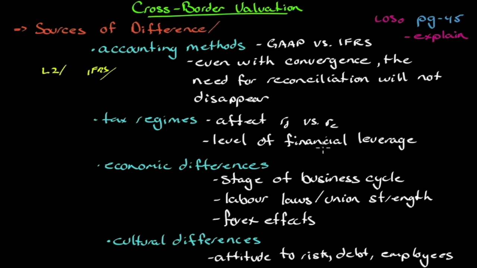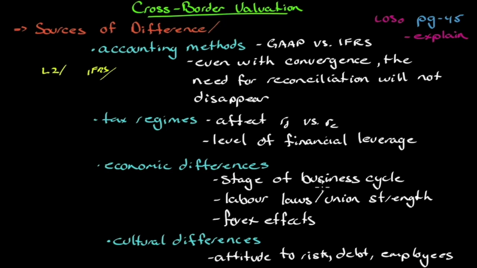So if we look at Europe versus North America, for example, most European companies have a higher debt equity ratio than North American companies because they face higher tax regimes. So the tax regime will affect the financial leverage that's being used, which means you're more likely to compare on cross-border comparisons at an enterprise level as opposed to a firm level.